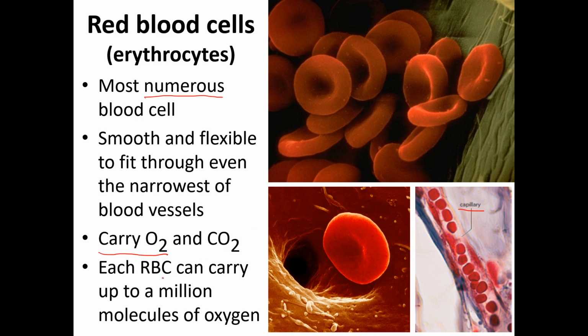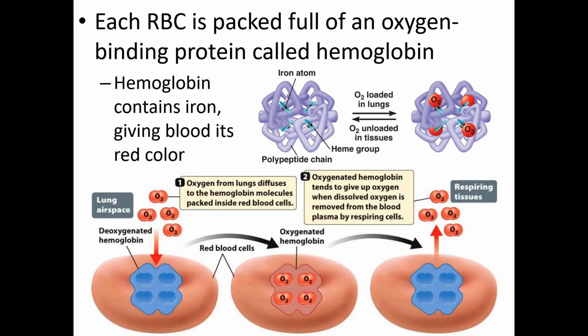Each red blood cell can transport up to 1 million molecules of oxygen in it. An amazing amount of oxygen is being carried, and we're using a lot of oxygen around the body. So how is it that red blood cells can carry this oxygen? Well, first of all, they need to have this protein called hemoglobin. Hemoglobin is called that because it contains iron. It contains 4 iron atoms in it, and it's actually those iron atoms that are able to bind or attach to the oxygen molecules. It's also those iron atoms that give blood its red color.